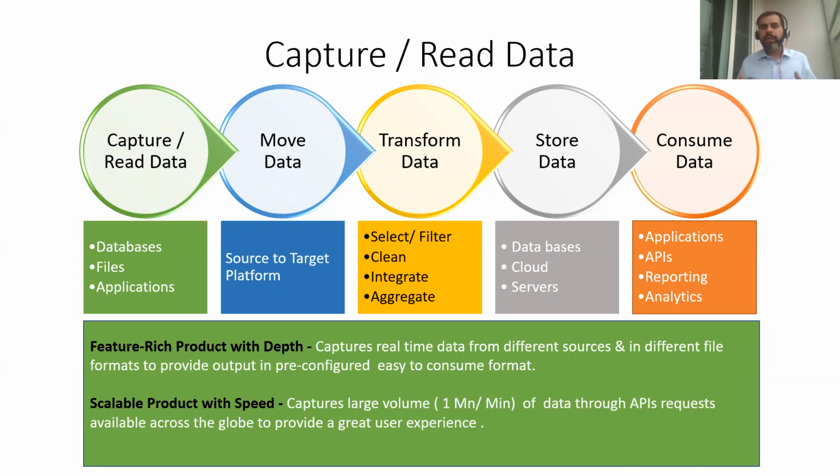A rich product which just captures data will look something like this. It captures real-time data from different sources and different file formats and converts it into some file format which your organization, enterprise or downstream systems can read, right? This is a product. Or your product is something which can scale, which can read millions and millions of transactions. It is not so simple to do that. It takes a lot of technology, everything coming together. So that's definitely a product.